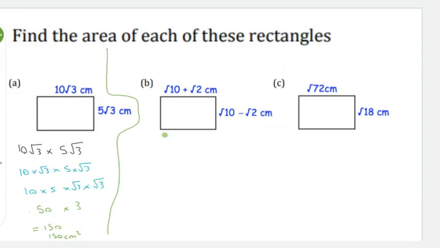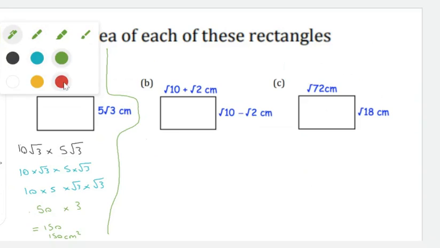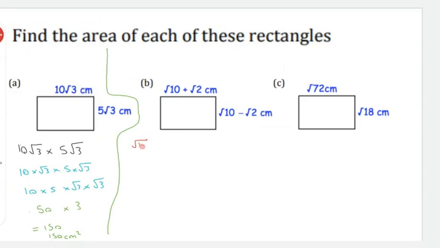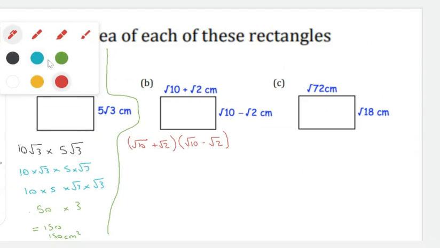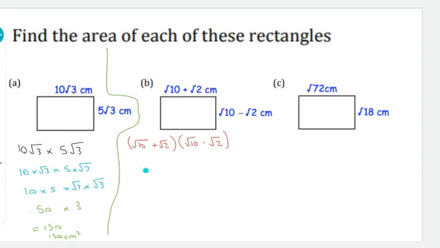The next one you would do root 10 add root 2, times root 10 minus root 2. Yep. Root 10 add root 2 times root 10 minus root 2. This looks like one of those ones that we were doing before when we were rationalizing the denominator. Do you remember the quick way of expanding this? Root 10 times root 10, which is 10, and then 10 minus 2. Yeah, that's what the final answer is going to be.